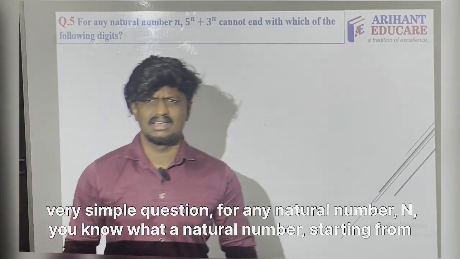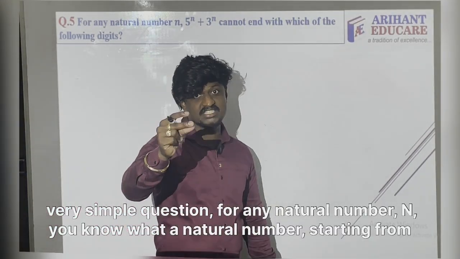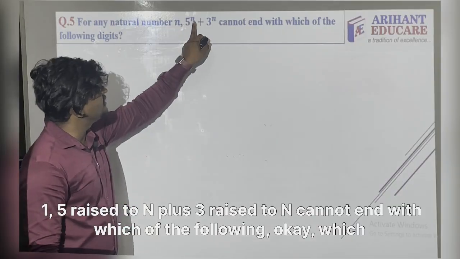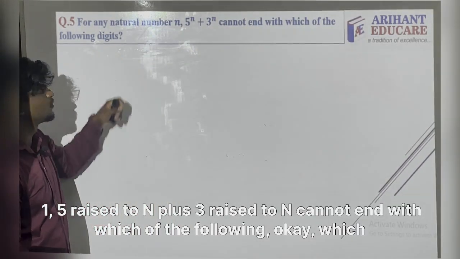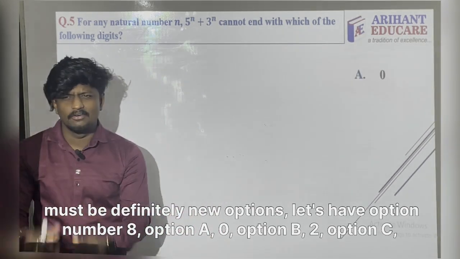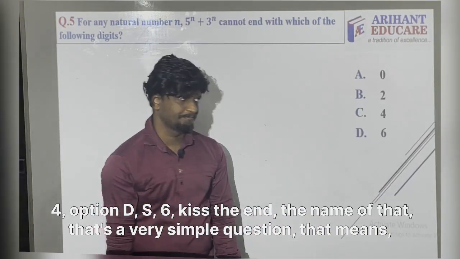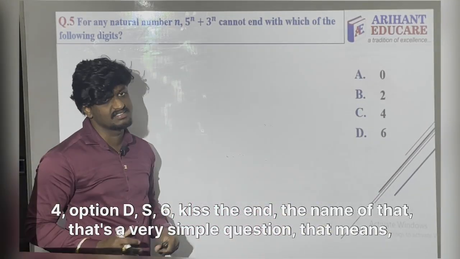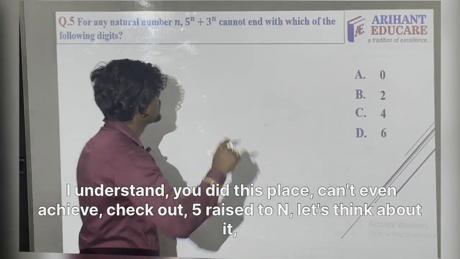Okay. So the question is a very simple question. For any natural number n, you know what a natural number is, starting from 1. 5 raised to n plus 3 raised to n cannot end with which of the following digits? Okay, matlab we definitely need options. Option A 0, option B is 2, option C is 4 and option D is 6. किससे end नहीं हो सकता? That's a very simple question. That means I need to understand units place में क्या नहीं होना चाहिए, ठीक है?